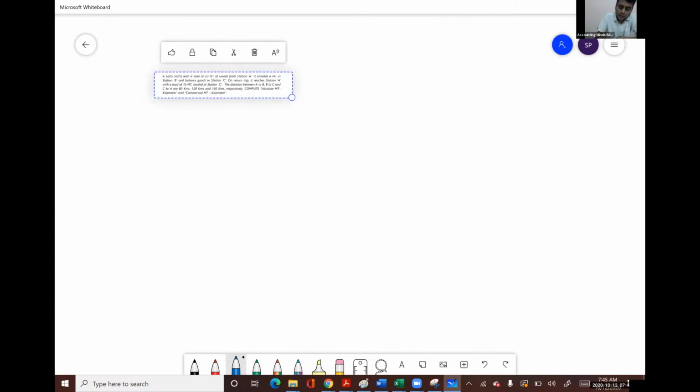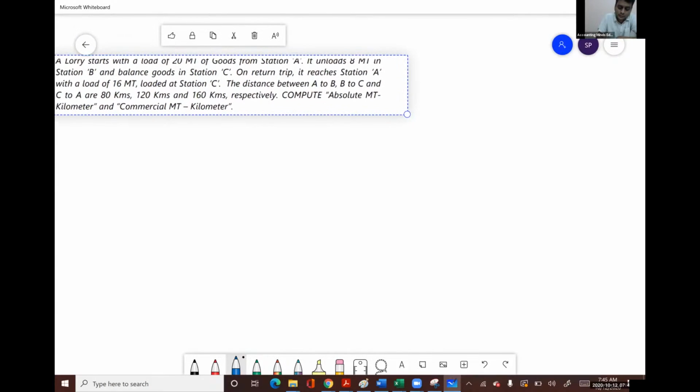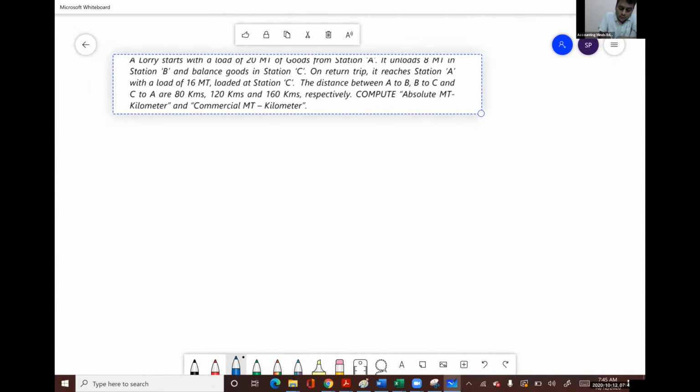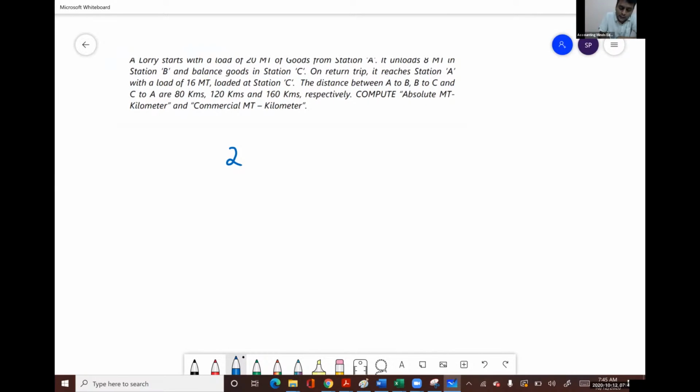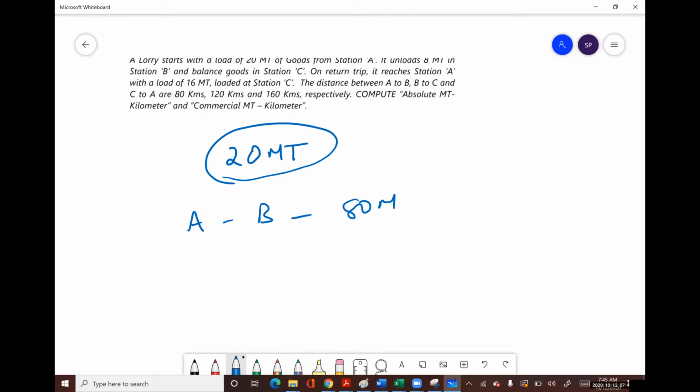So how will you calculate the metric tons? What I was saying, 20 metric tons were loaded from A to B. How many kilometers from A to B? 80 kilometers. How many metric tons traveled for 80 kilometers into 12? That's how much.